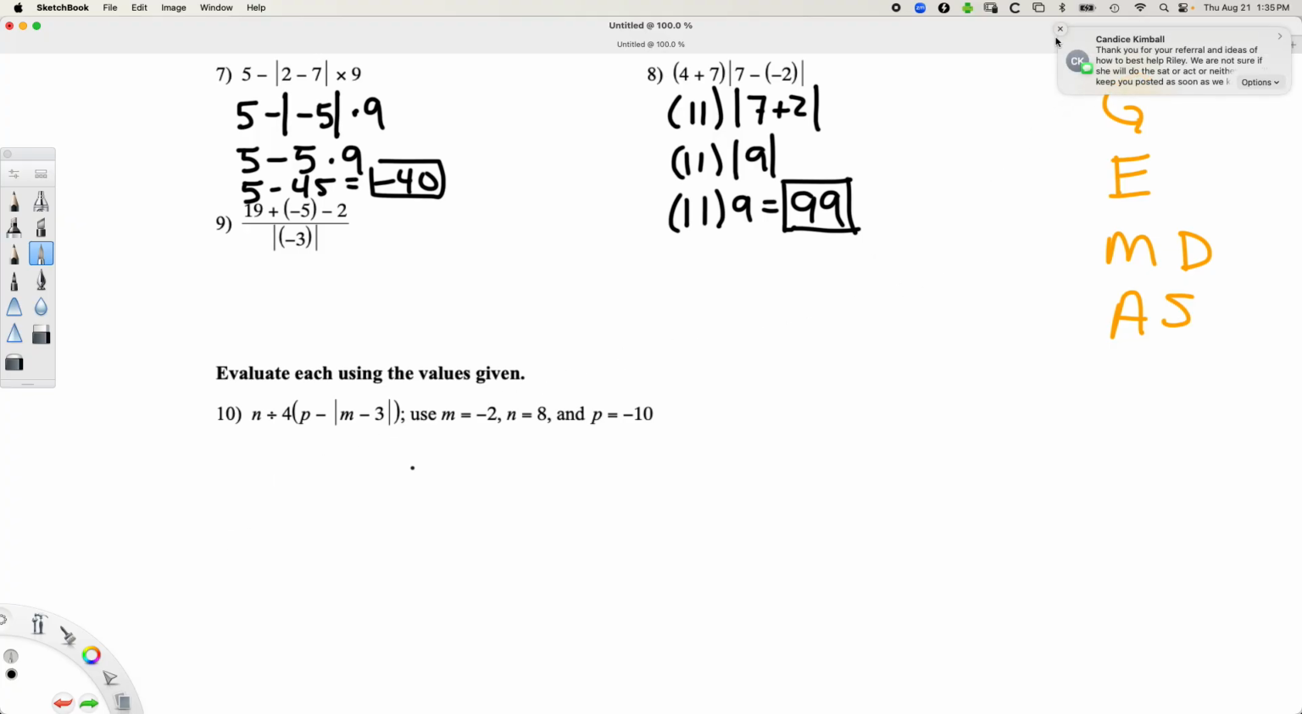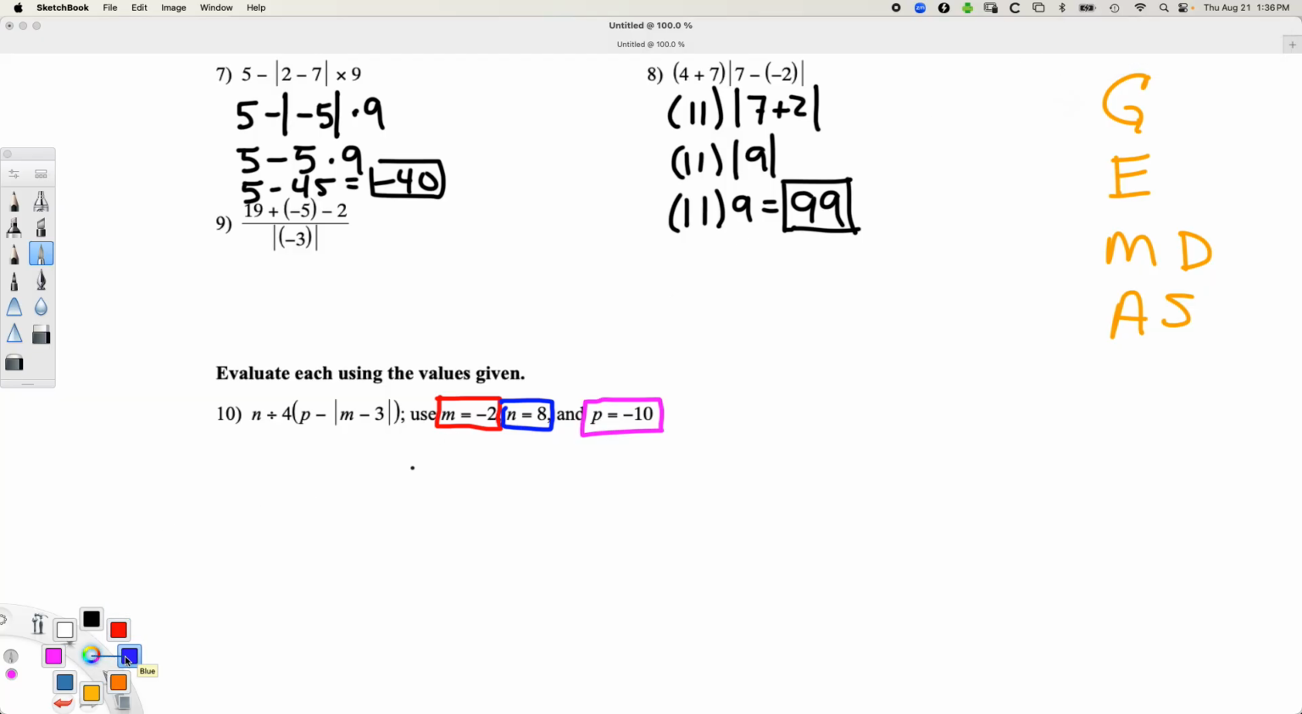Okay. For number 10, it's just like all the other previous ones we did, except we have some variables in there, but it tells us what those variables are. M is going to be equal to negative 2, and N is going to be equal to 8, and P is going to be equal to negative 10. So the first thing I'm going to do is write this equation again, just putting in those values.